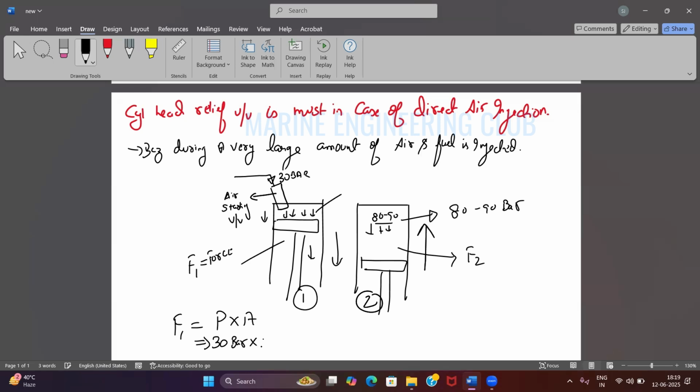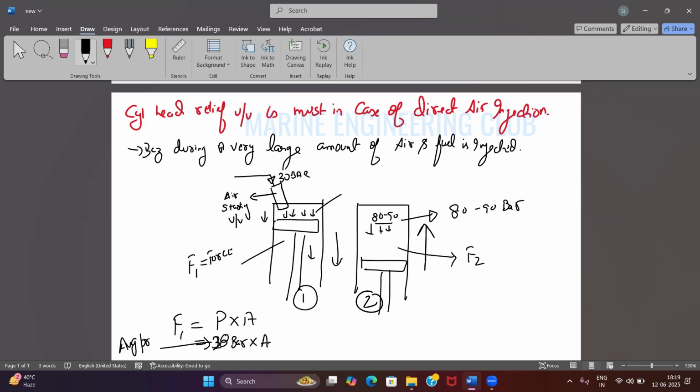Agreed. Area will be the area of the piston, the same in both cases. So this is the average pressure I have taken. You can take it as 28 bar maybe, or 30 bar, whatever you want to take. Normally it is slightly less than 30 bar only.